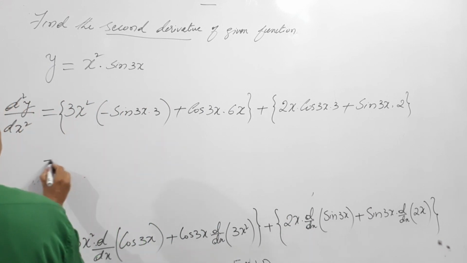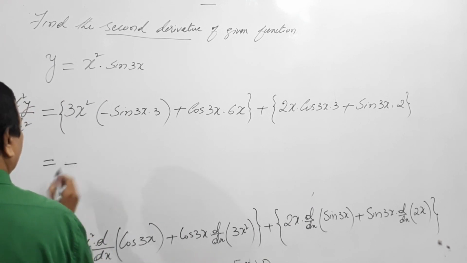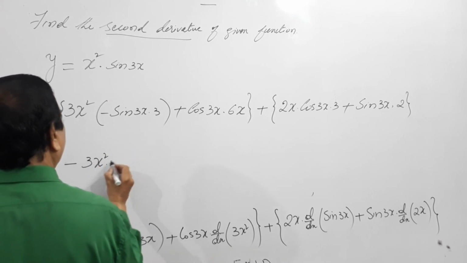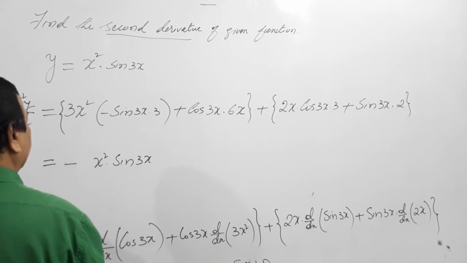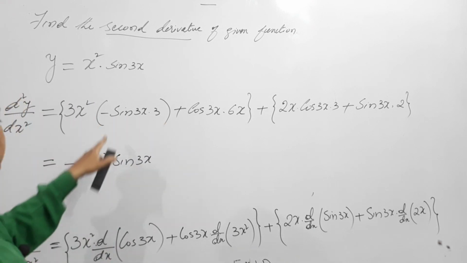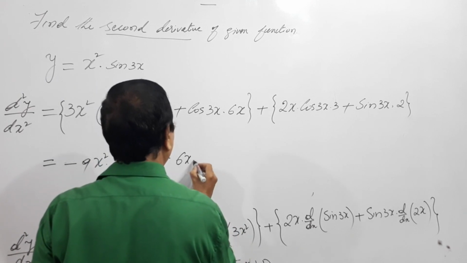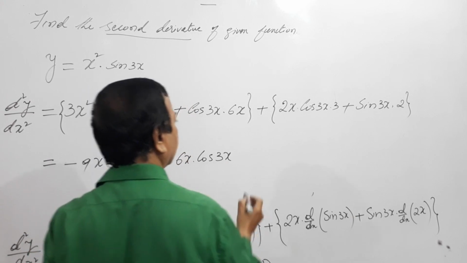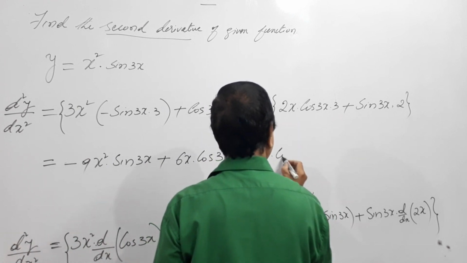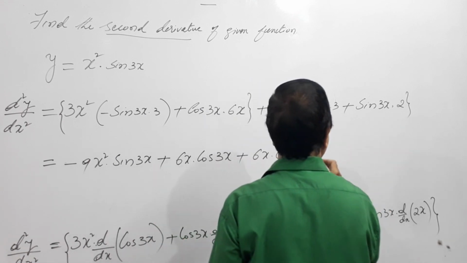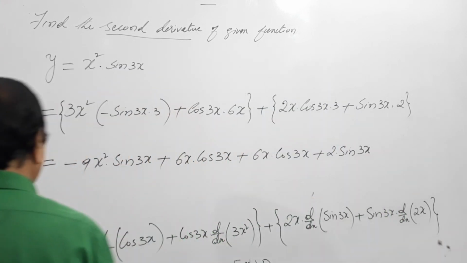So this becomes, I might take this minus sign outside, so this becomes minus 3x square sin 3x. So this 3 I multiply, 3 into 3 becomes 9. So 9x square, minus sign is there, I take minus sign outside, sin 3x plus 6x I will take outside into cos 3x plus 2x cos 3x. So 2 into 3 is 6x cos 3x. I will take this plus 2 sin 3x. I rub this.